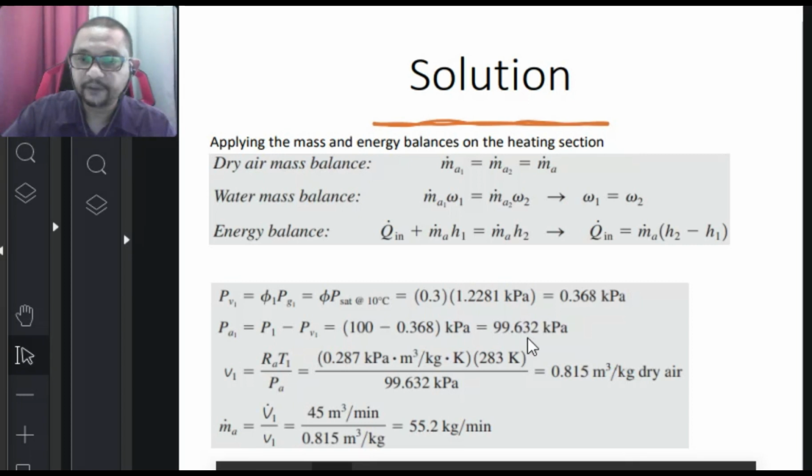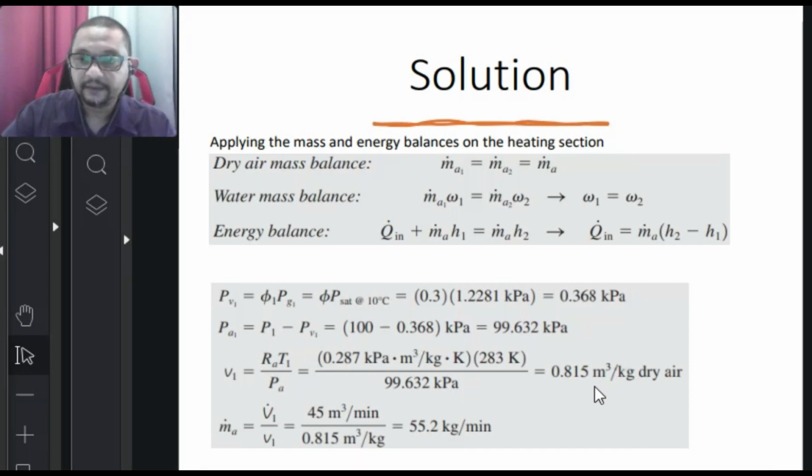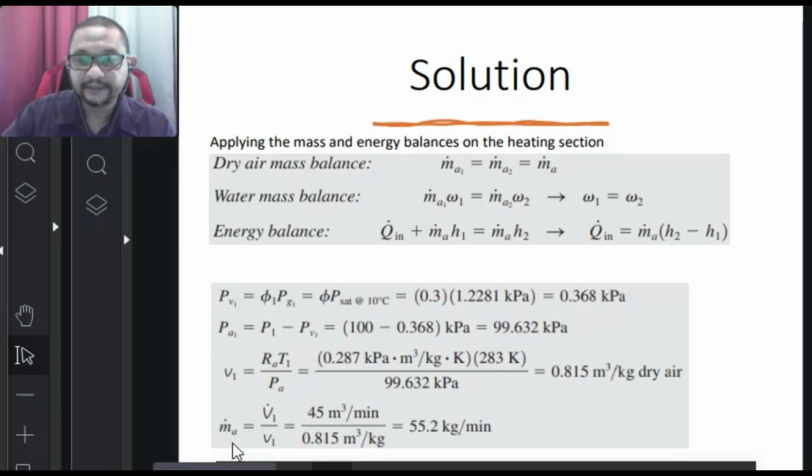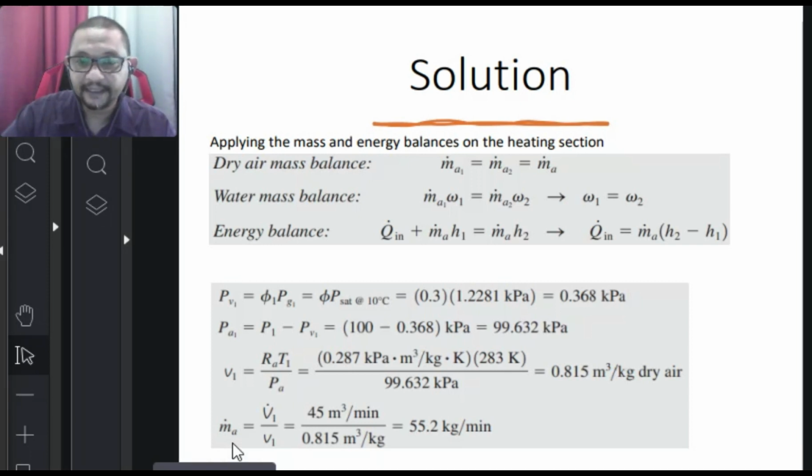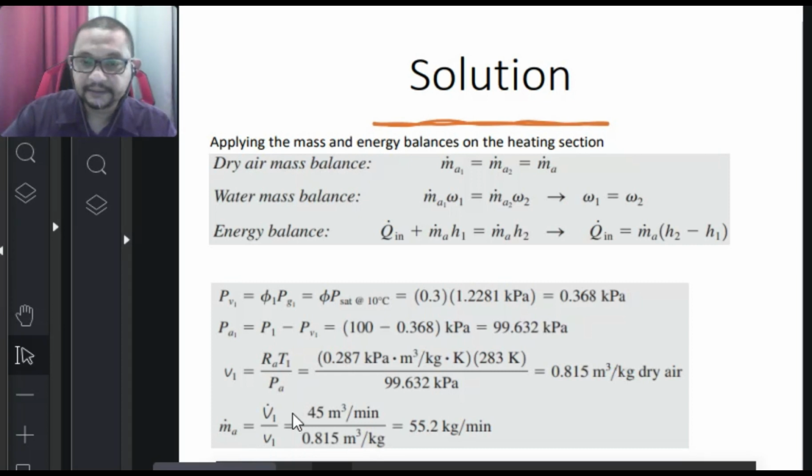P_a1 is 99.632 kilopascal. So using the ideal gas equation, you can find the specific volume at point 1 is equal to 0.85815 meter cube per kg dry air, and then the mass flow rate of dry air, m dot a, is the volume flow rate divided by the specific volume, so it will give m dot a is 55.2 kilogram per minute.